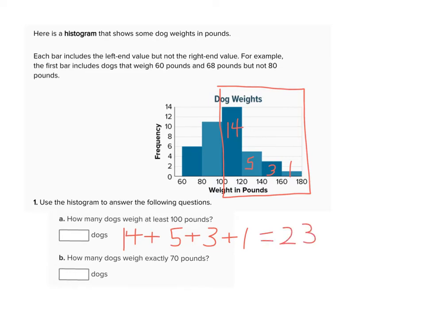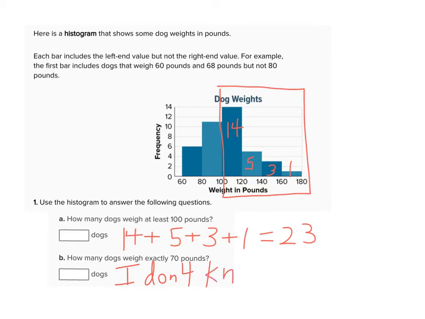All right, second question. How many dogs weigh exactly 70 pounds? We've got an issue here. I know 70 pounds is between 60 and 80. But I don't know the weights of the dogs inside this bar. Like we said before, this would include dogs that weigh 60 pounds and 68 pounds and 70 pounds and 72 pounds and 73 pounds. I have no idea of the weights inside this bar, just that they're between 60 and 80. So when we're asked how many dogs weigh exactly 70 pounds, I have to say, I don't know.